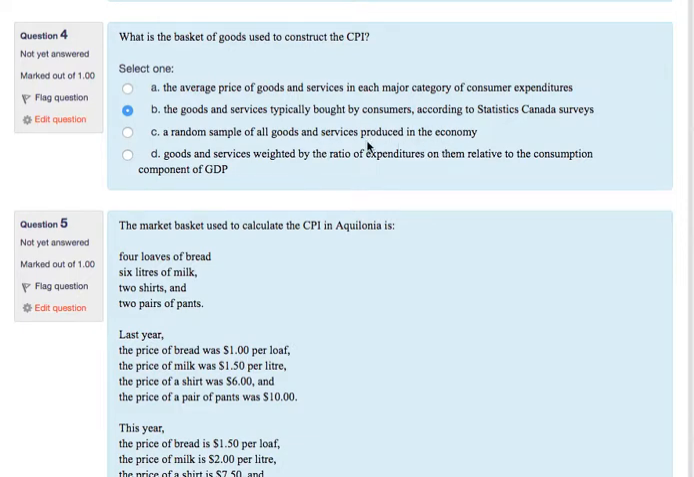No. When we look at what's being produced, we're thinking more GDP deflator, and it wouldn't be a random sample, it would be everything produced. Goods and services weighted by the ratio of expenditures on them relative to the consumption component of GDP. Once again, this is based on what they refer to as a typical consumer. So the weight does not necessarily have to be relative to the consumption component of GDP, so this one would be wrong.